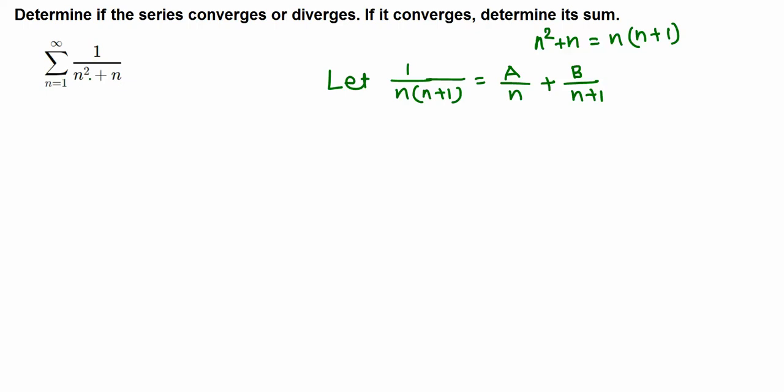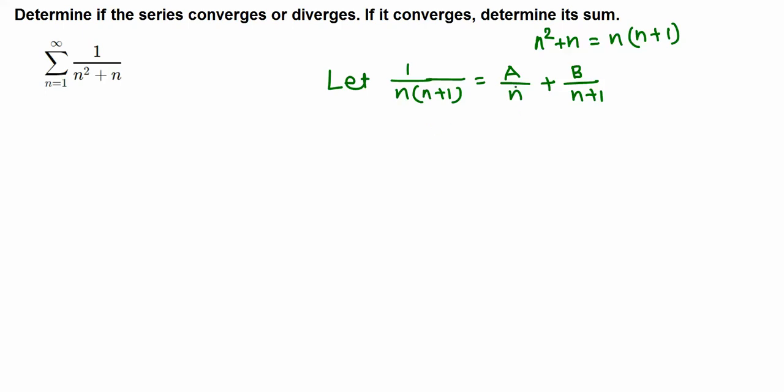Okay, the bottom factors, because we can factor n out: n squared plus n is n times n plus 1. That means we can rewrite this fraction as a sum of two simpler fractions, using partial fraction decomposition. Let's go for that. n squared plus n is the same as n times n plus 1. So this is the same as 1 over n times n plus 1, and when we write it in partial fraction decomposition, that is the same as writing a over n plus b over n plus 1.